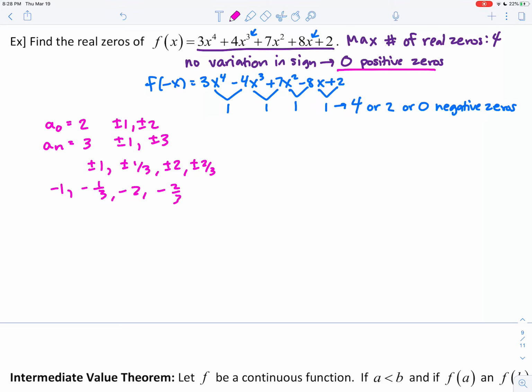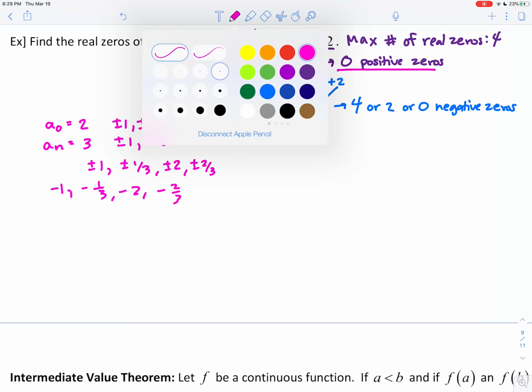So now we want to go ahead and test them out. There's a couple of ways to do this. You can plug them in and see if you get 0. I tend to try synthetic division first because I will have to divide it out anyways. So let me go ahead and see if -1 is a 0 by doing synthetic division.